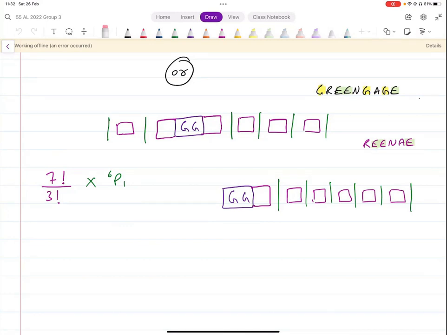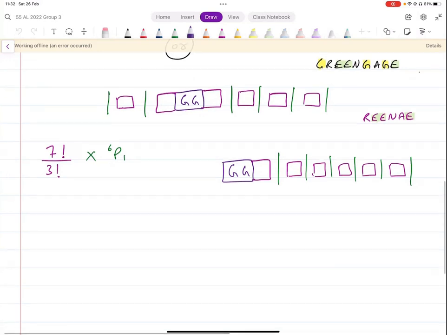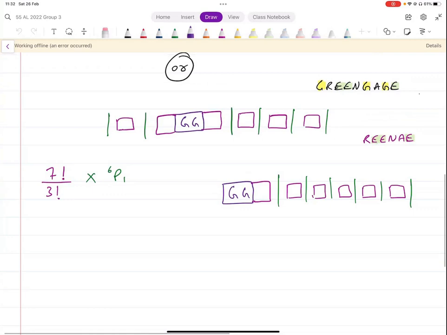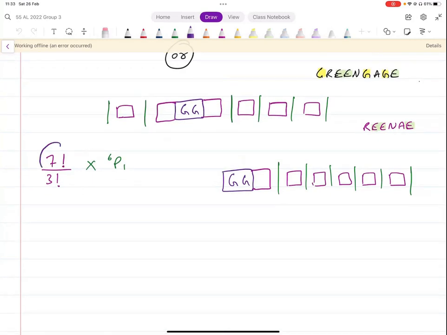In the 7 factorial, why are we including the GG box? Because if we rearrange GG in the other boxes, it might come next to another G. That's a good question. So let me think about it. I haven't actually thought about it before. So that's a very good question. So let me repeat the question. What she's saying is, the 7 factorial, what is this going to do? This is also going to consider this case.